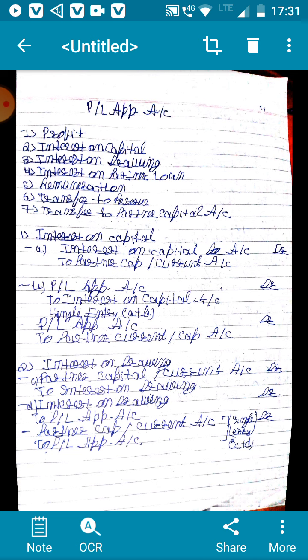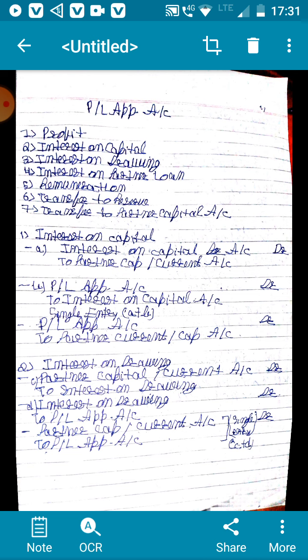We have to understand how profit is distributed in the profit and loss appropriation account: how interest on capital is dealt with, how interest on drawings is dealt with, and how interest on partner's loan is dealt with. We will understand these topics with examples also, including the transfer to reserve and the transfer to partners' capital accounts.